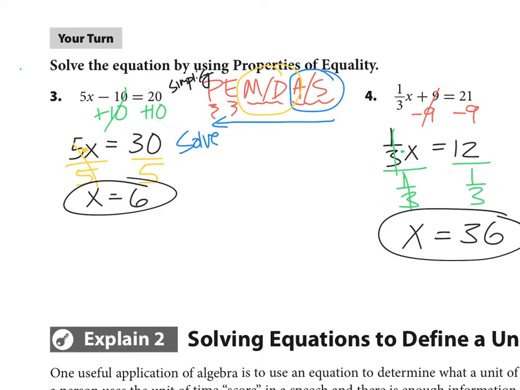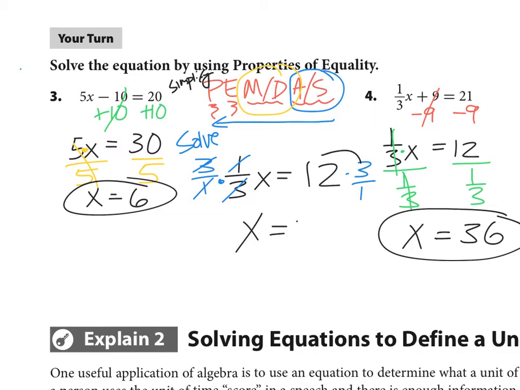Now, another way to do it is to come over here on the left-hand side. I'm going to do this again. You can get rid of the fraction by doing what is called the reciprocal. Some teachers teach it as the flip. You flip it over. So what happens, the top 3 and the bottom 3 cancel. The top and bottom 1s cancel. Leaves x. 12 times 3 again is 36. So you get the same thing.